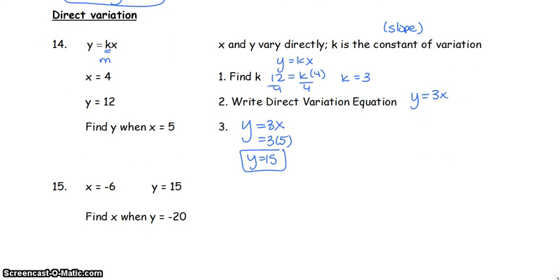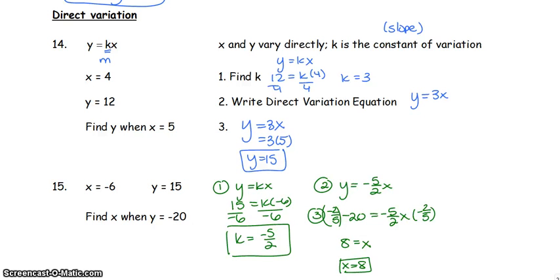I want you to walk through those same 3 steps on your own and see if you can find x when y is -20. So press pause and try number 15 on your own. Alright, let's see how you did.